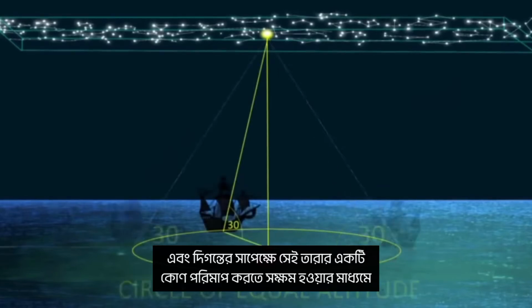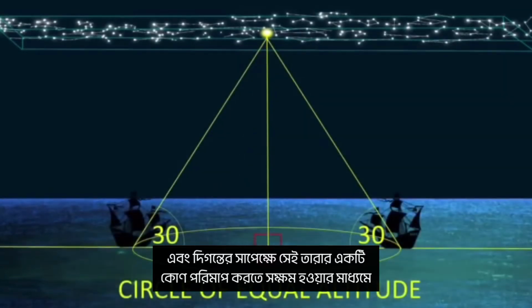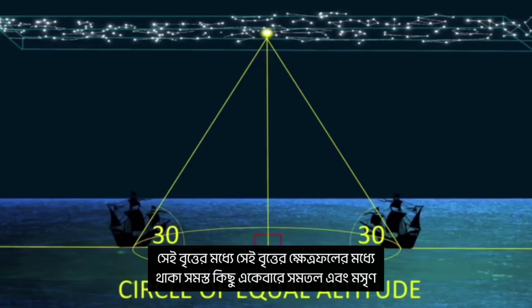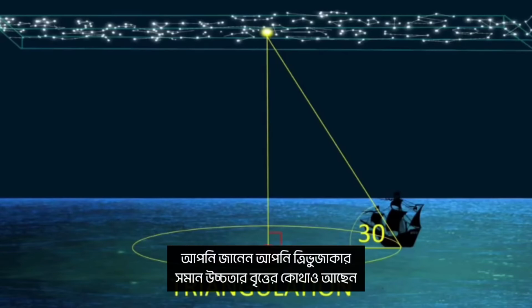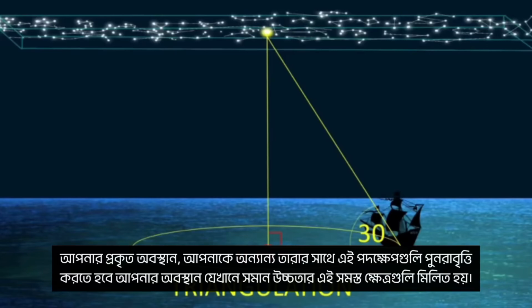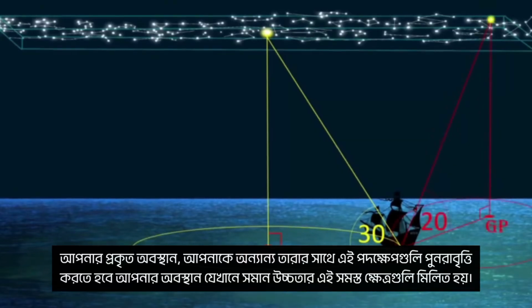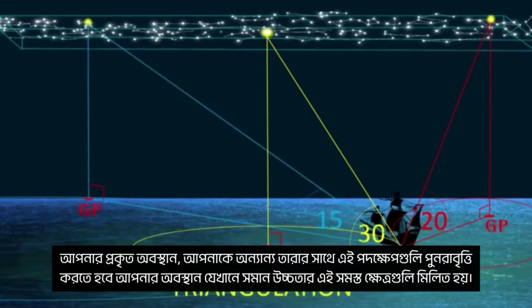And through being able to measure an angle to that star relative to the horizon, everything in the area of that circle is absolutely flat and level. By doing this once with a sextant, you know you are somewhere on that circle of equal altitude. To triangulate your actual position, you need to repeat these steps with other stars. Your position is where all these areas of equal altitude meet.